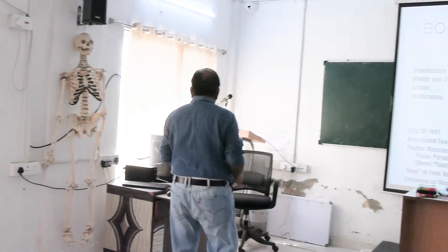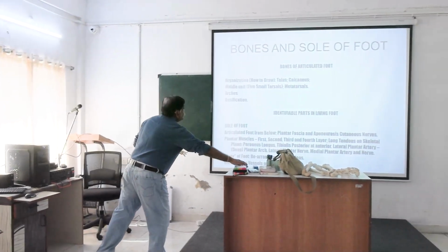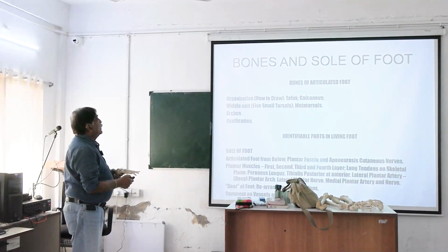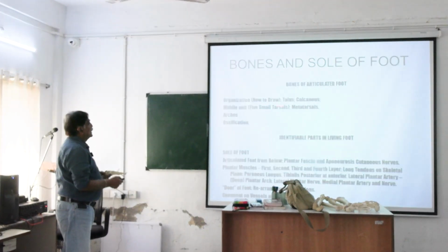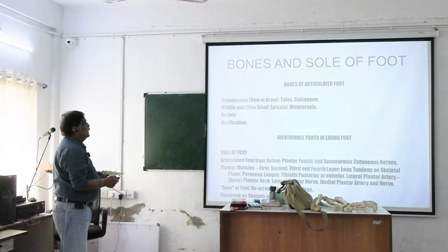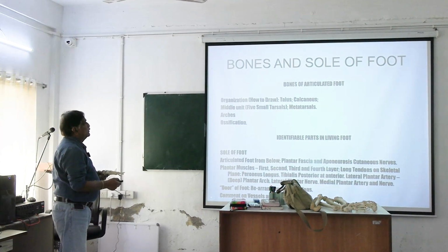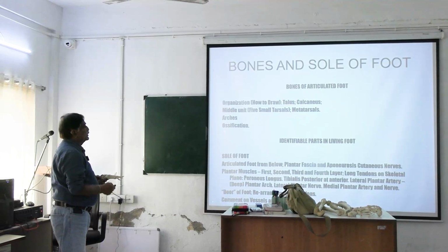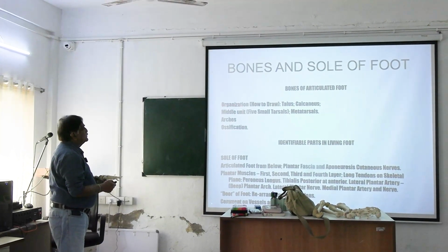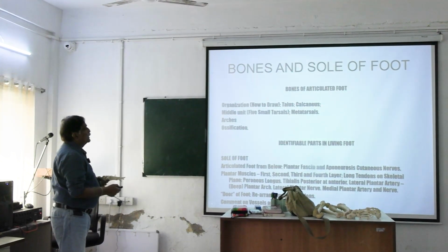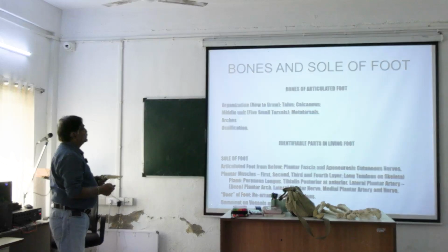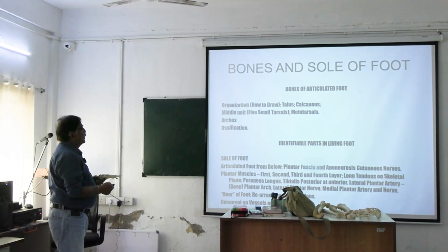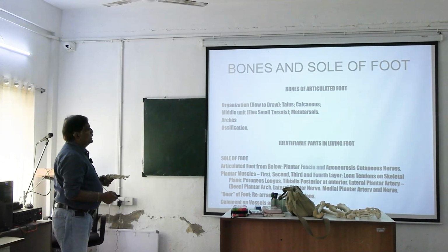Now, the bones of the articulated foot: organization, how to draw: talus, calcaneum, middle unit, and 5 small tarsal and metatarsal bones, arches and ossification. Identify parts in the living foot.